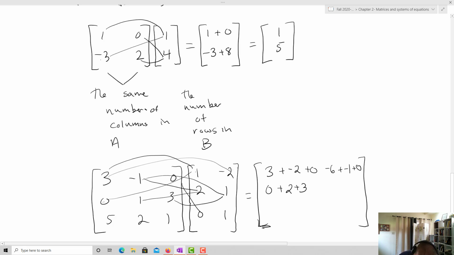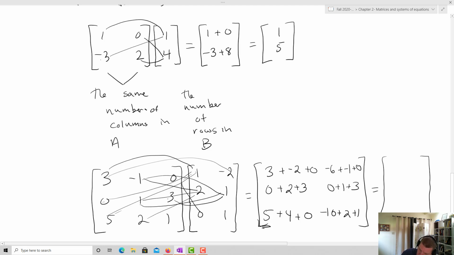Then we'll have 0 times negative 2, that's 0, 1 times 1 is 1, plus 3 times 1 is 3. Then we'll have 5 times 1 is 5, plus 2 times 2, so we have 5 plus 4 plus 0. And then we have negative 10 plus 2 plus 1. What we end up with is negative 1, negative 7, 5, 4, 9, and negative 7. And that's our resulting matrix when we matrix multiply.